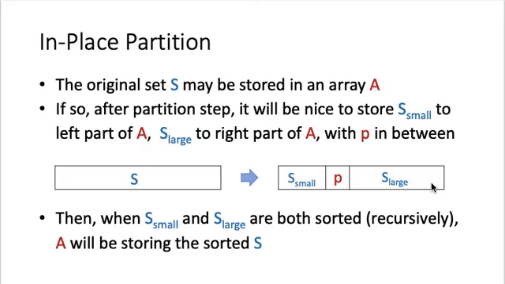So what remains to do is to sort S small recursively and sort S large recursively. So in the end, A will become the sorted S. Here, the original numbers are stored in contiguous positions in an array, and after the partition step, we hope that P will stay here so that the left part contains S small and the right part contains S large. So this is the partition step.